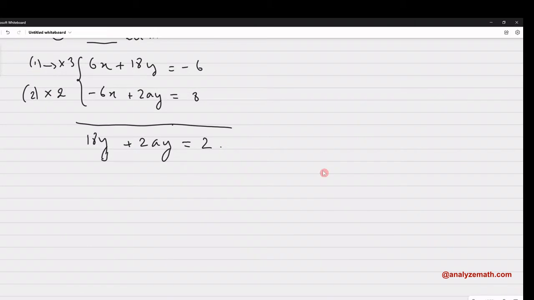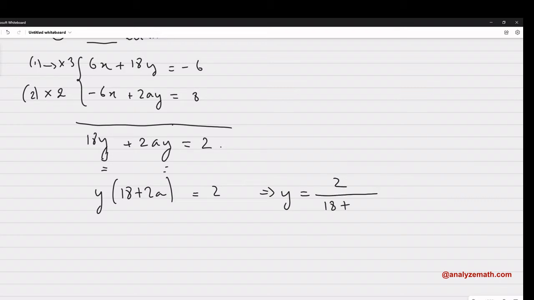Good. I can solve here for y. Now this is y and this is y, so I factor. That will give me 18 plus 2a equal to 2, and that gives me y equal 2 divided by 18 plus 2a.